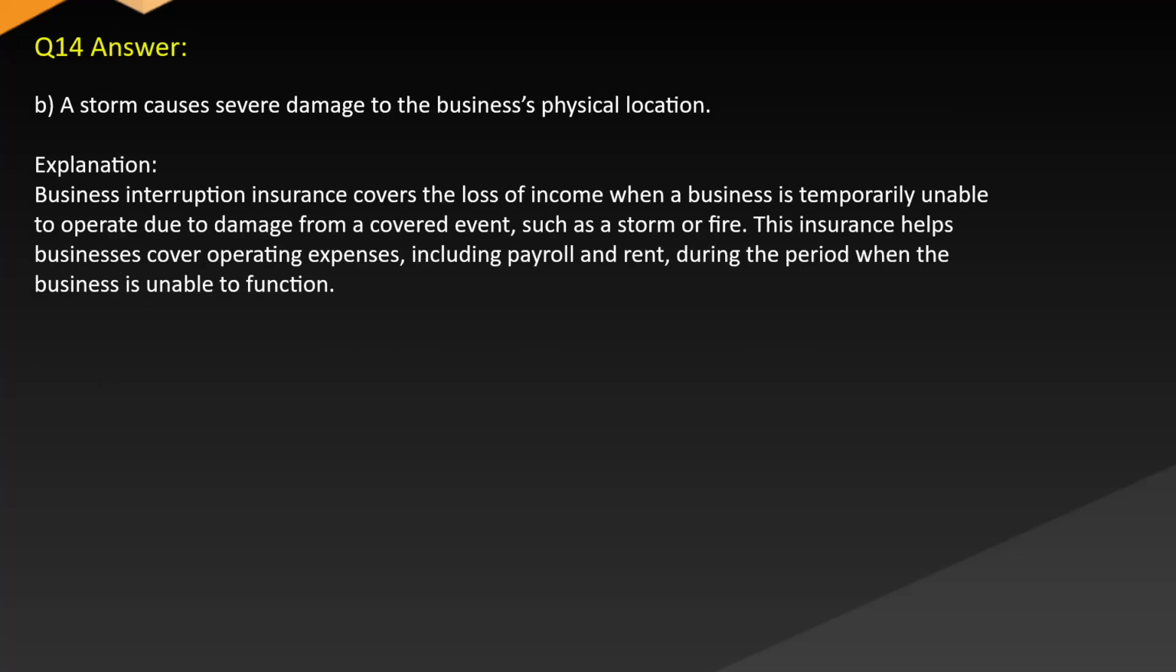Answer. B. A storm causes severe damage to the business's physical location. Explanation. Business interruption insurance covers the loss of income when a business is temporarily unable to operate due to damage from a covered event, such as a storm or fire. This insurance helps businesses cover operating expenses, including payroll and rent, during the period when the business is unable to function.